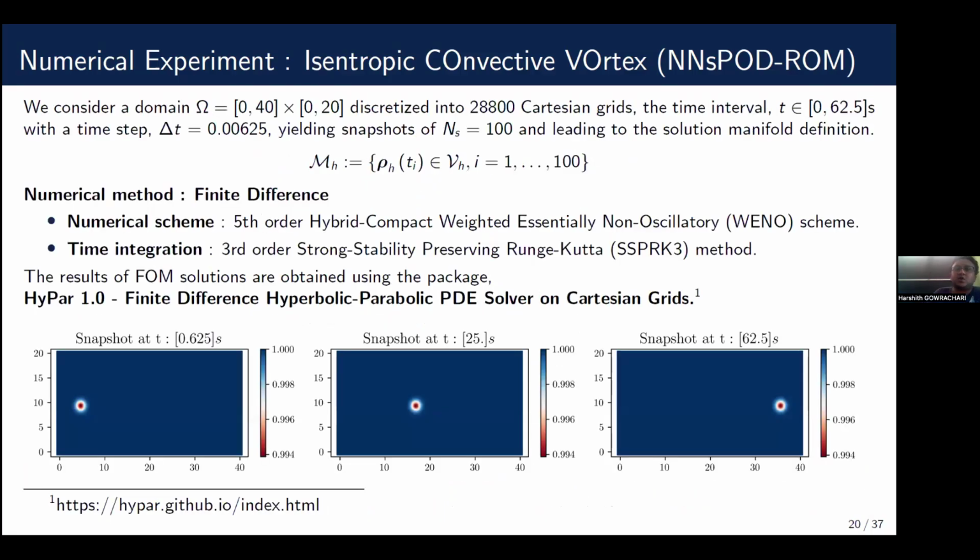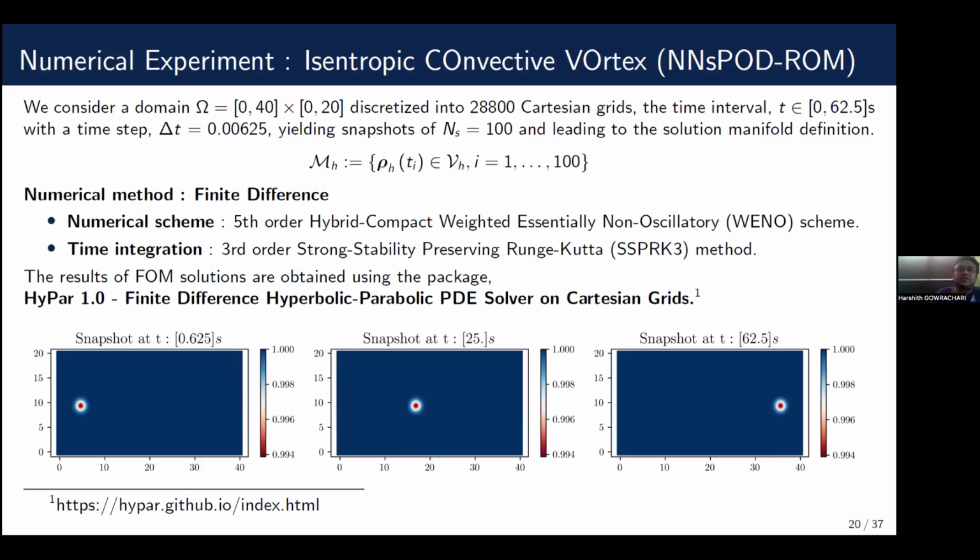And we consider a domain of 40 cross 20 discretized into almost 29,000 Cartesian grid cells, and the time interval between 0 and 62.5, with a fixed time step, which yields us 100 snapshots.